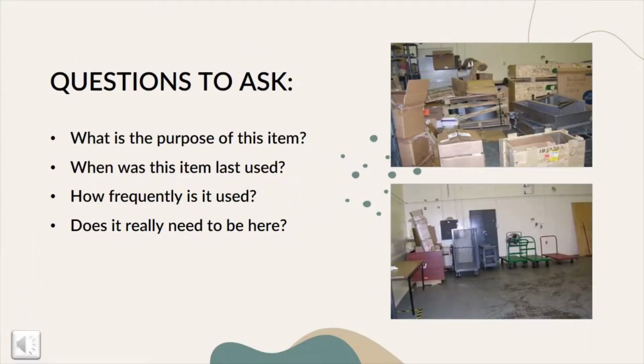There are some questions you should ask yourself before doing this stage. Those questions are: what is the purpose of this item? When was this item last used? How frequently is it used? And does it really need to be here? And I have here an example of a workplace without sorting of equipment, and the other picture shows the result after sorting of tools and equipment in a workplace.